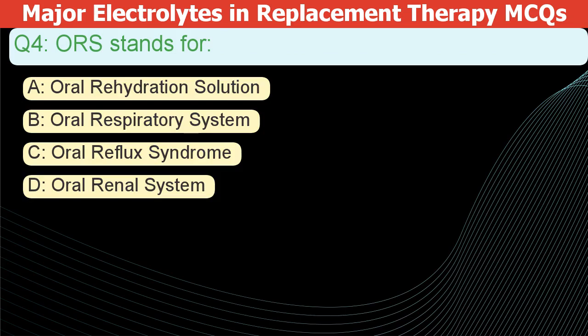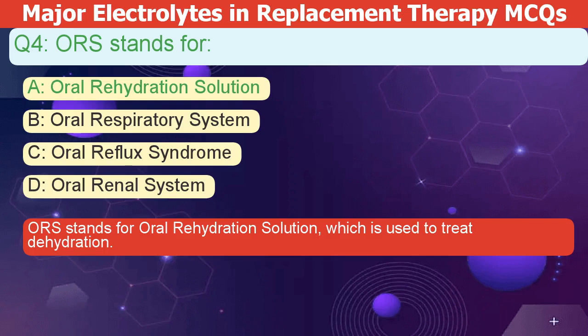OS stands for A. Oral rehydration solution. B. Oral respiratory system. C. Oral reflux syndrome. D. Oral renal system. The correct answer is A. OS stands for oral rehydration solution, used to treat dehydration.